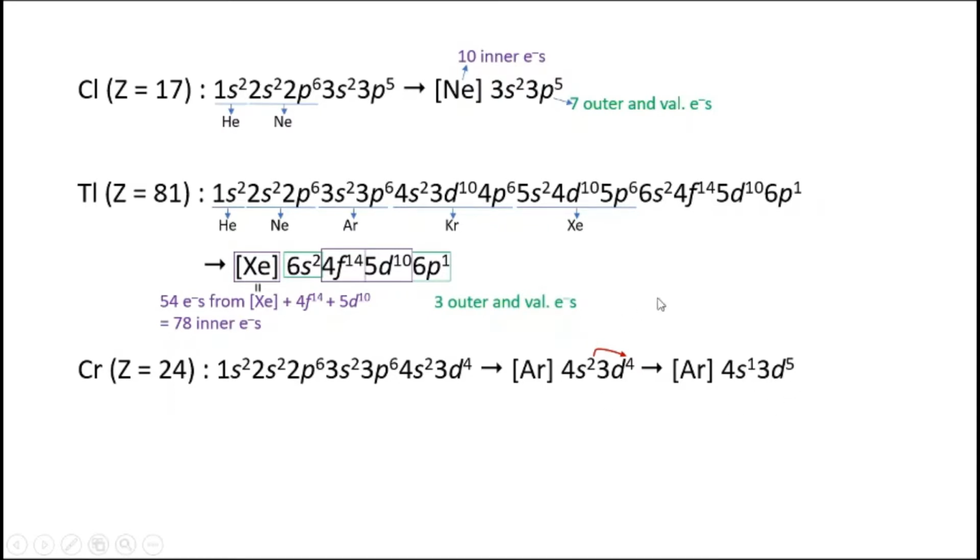And this last one I want to talk about, I'm sorry, I forgot about the inner electrons. For this one, your inner electrons are not too complicated. It's going to be the number of electrons inside your argon.